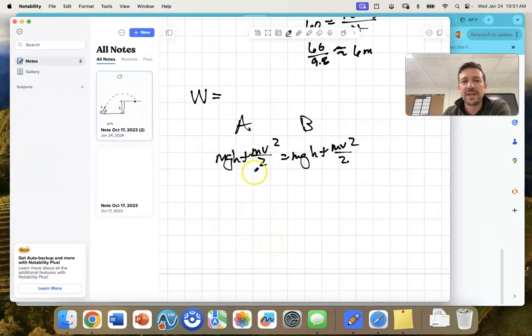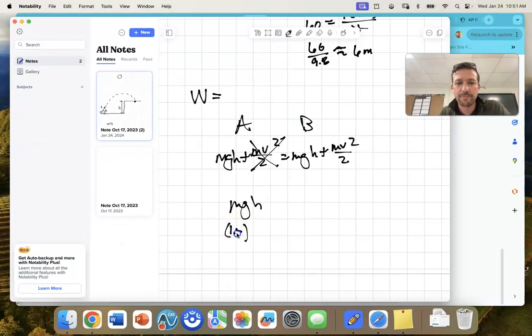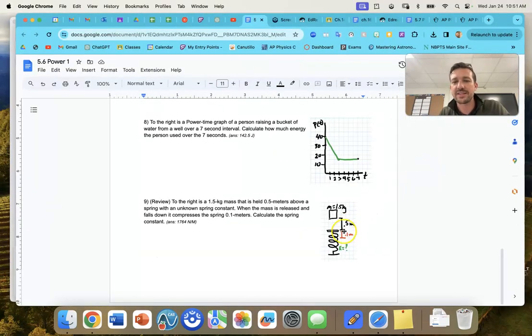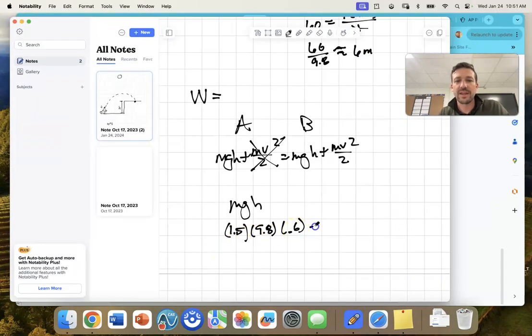When the block is being held up, there's no velocity, so all it is is mgh. The m will be the mass of the object, which is 1.5. Gravity, 9.8. And the height is going to be 0.6. I know some of you are probably saying no, it's 0.5, but it's actually from where it stops. So it's 0.5 plus 0.1, that's 0.6.